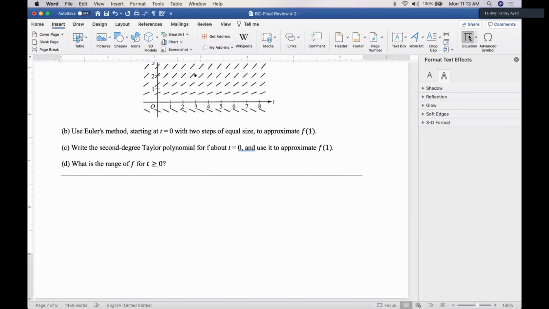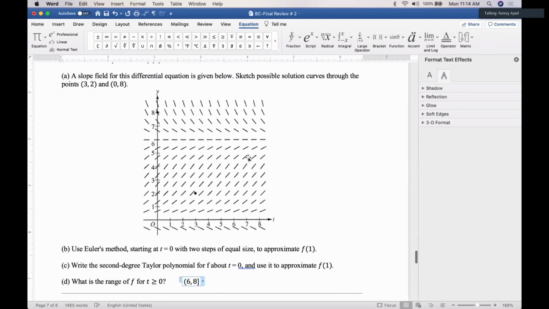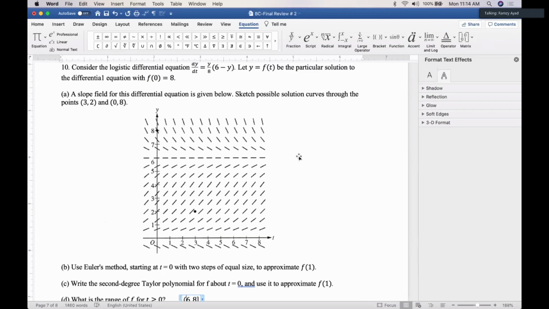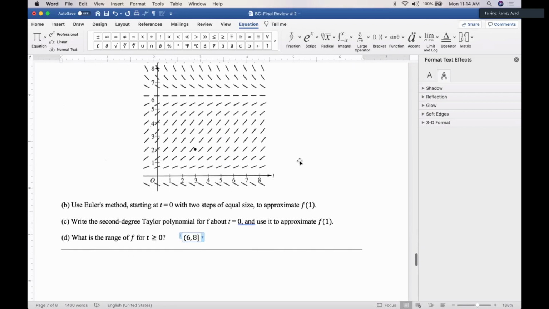Insert equations where we have a bracket. Where is the bracket? 6, comma, 8, and parentheses. Isn't it the other way around? No, it's the other way. I'm dyslexic. Okay. So bracket here and parentheses there, because the asymptote will never be reached, right? We'll get closer to it, but never be on it. And that's what it is, 6 to 8. You're right. It's only from t greater than 0, not all of it. Any other question?